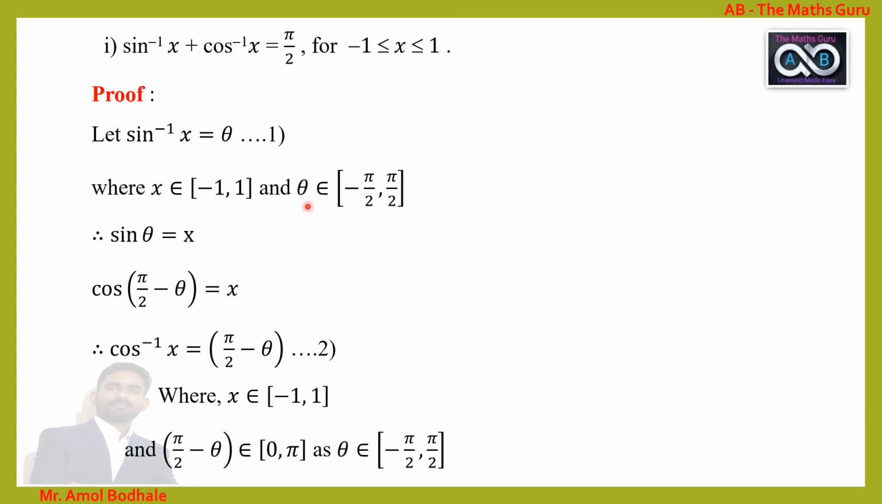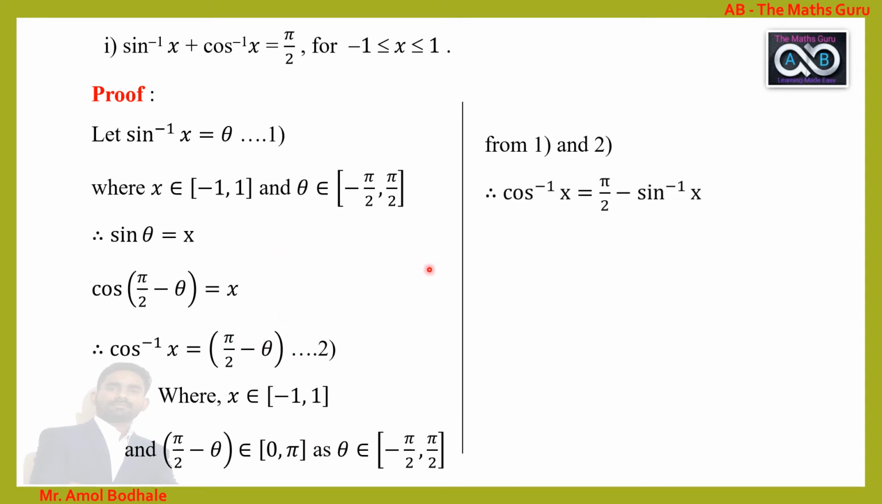So here, as theta belongs to the closed interval [-π/2, π/2], minus theta also belongs to [-π/2, π/2], and if we add π/2 here, we will get π/2 minus theta belongs to [0, π]. So from the first and second statements we can compare them and we will get cos inverse of x is equal to π/2 minus theta. This theta is sine inverse of x, and if we interchange this sine inverse to this side, we will get sine inverse of x plus cos inverse of x is equal to π/2.